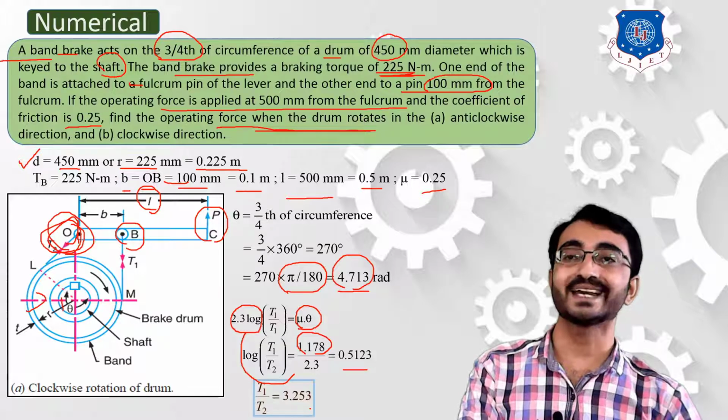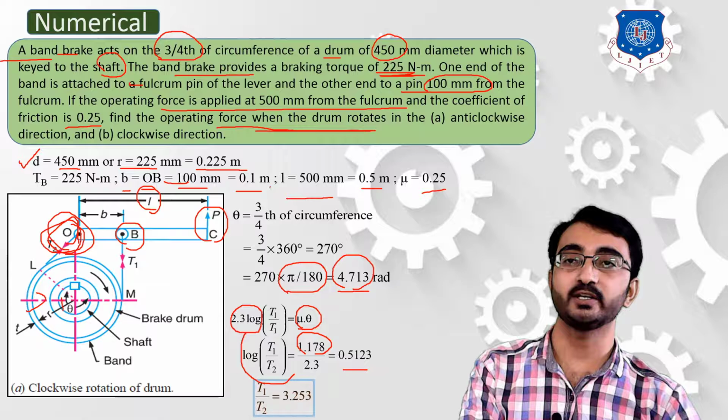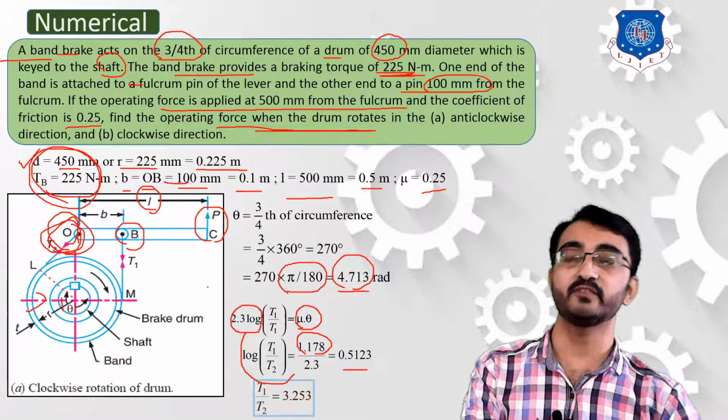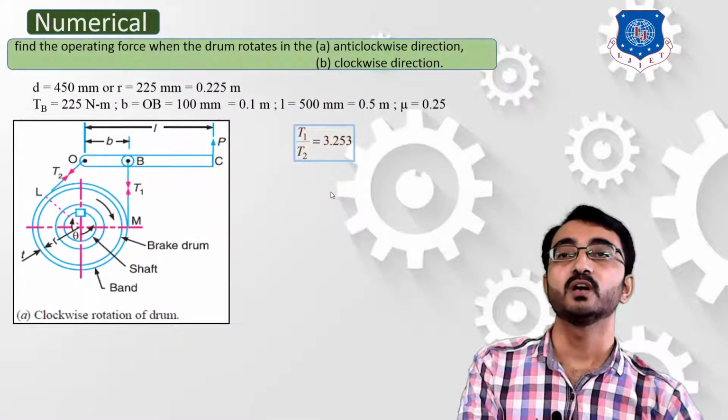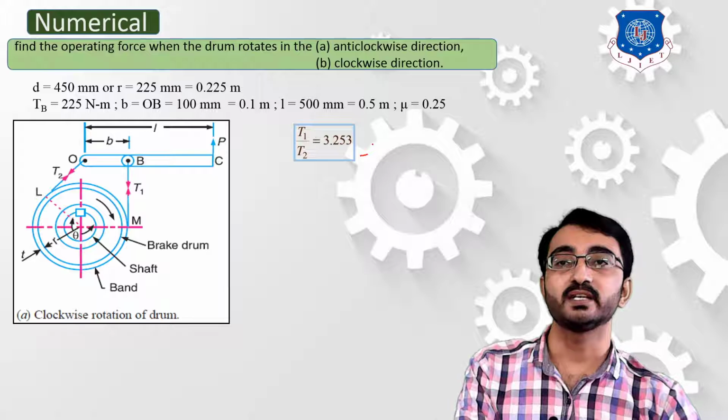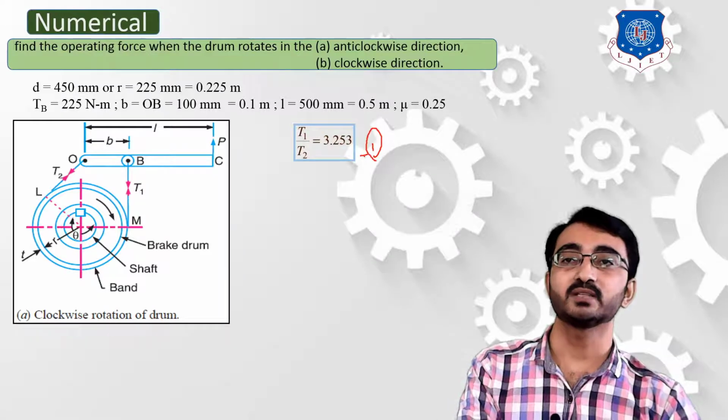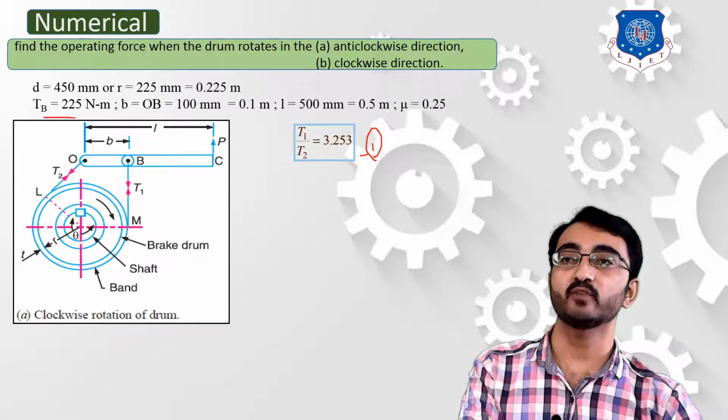Now the second condition they have given is the braking torque. By using this braking torque we can obtain the value of T1 and T2. So let's consider that data. From equation number 1, that is the relation between T1 and T2. Now the second equation we have to derive from this braking torque.